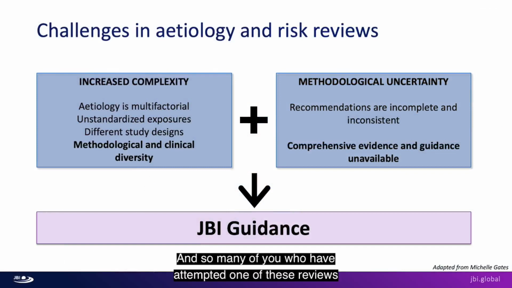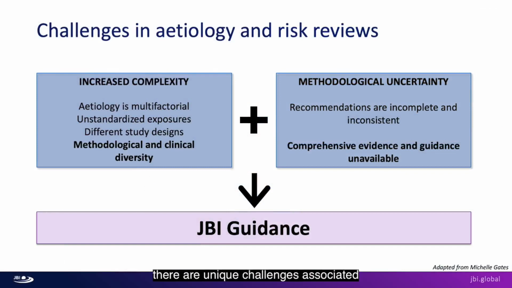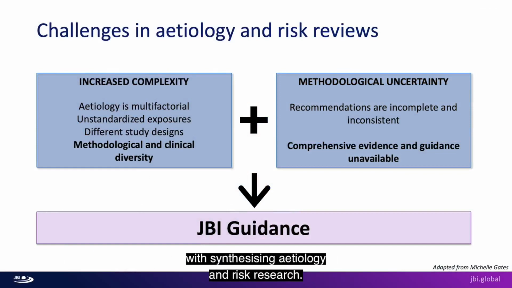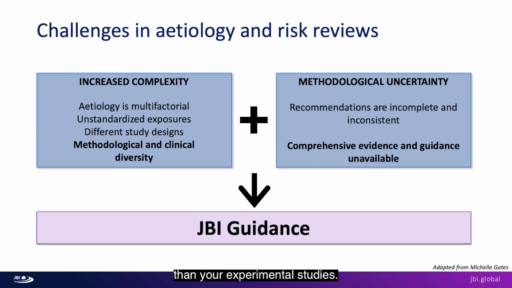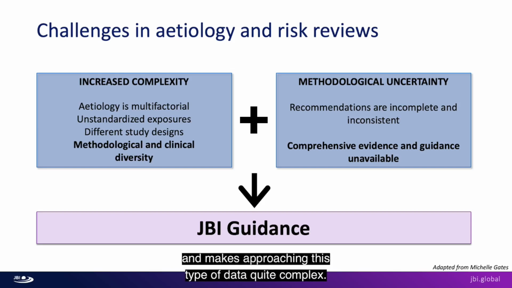Many of you who have attempted one of these reviews will already know that there are unique challenges associated with synthesizing etiology and risk research. We're typically dealing with non-randomized, naturalistic studies, so much more loosely controlled than your experimental studies. As I just mentioned, there are issues of combining different observational study designs and unstandardized exposures. Another challenge is the increased complexity in dealing with etiology, because it's often multifactorial. All of this leads to quite a lot of heterogeneity between your studies and makes approaching this type of data quite complex.